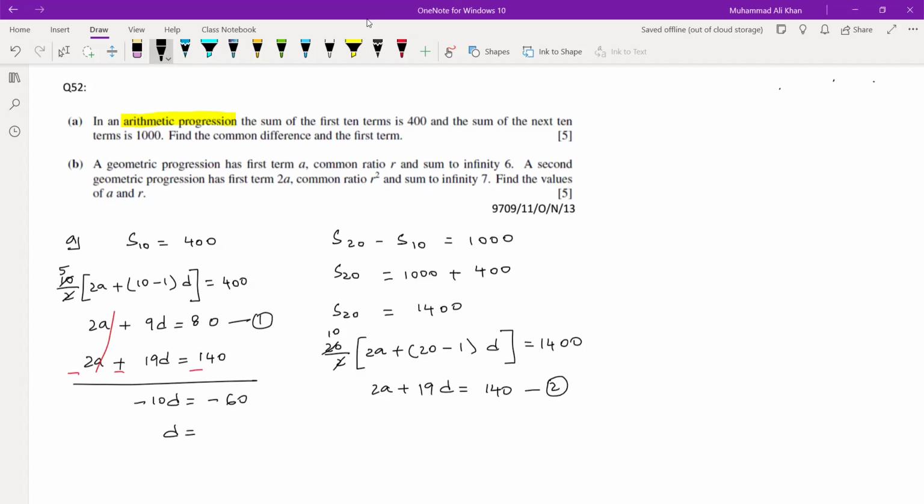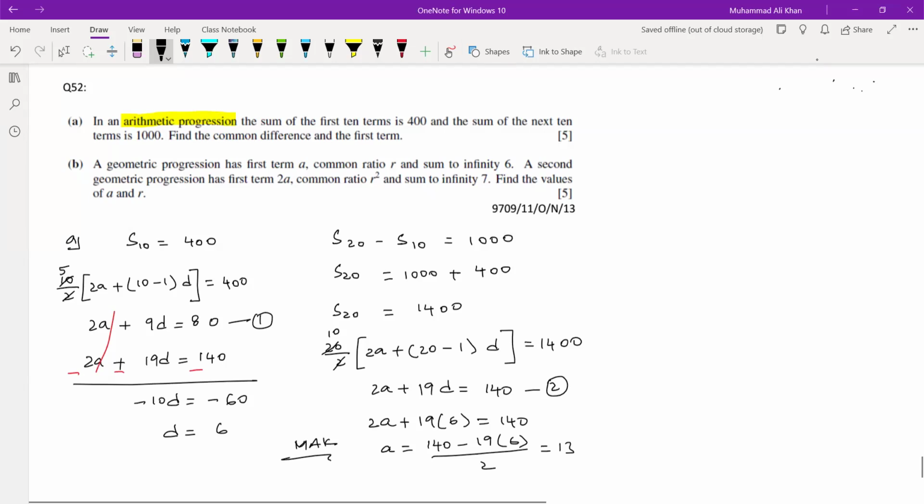And what is the value of d? The value of d is 6, and we have to calculate the value of a. So 2a plus 19 into 6 equals 140. a equals (140 minus 19 into 6) divided by 2. What is the result of a? The result is 13. So the value of a is 13, and the value of common difference is 6. Are you clear? That's great.